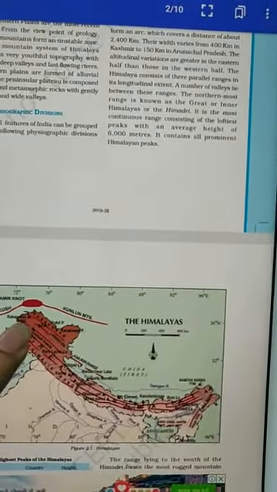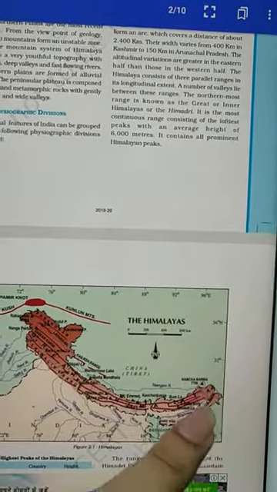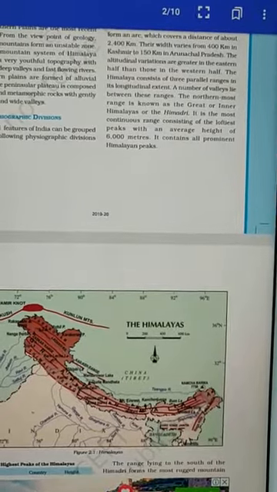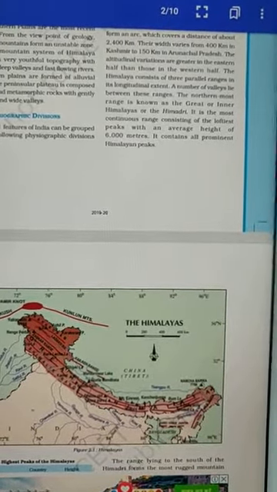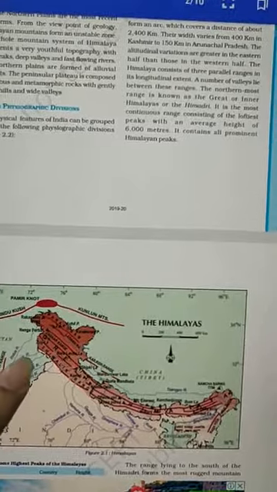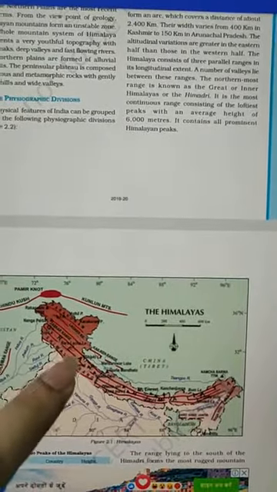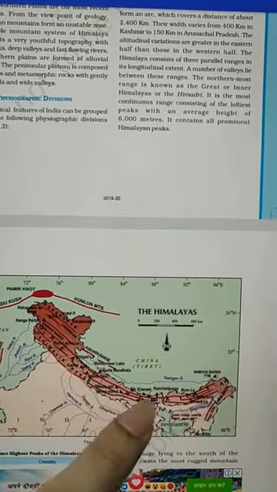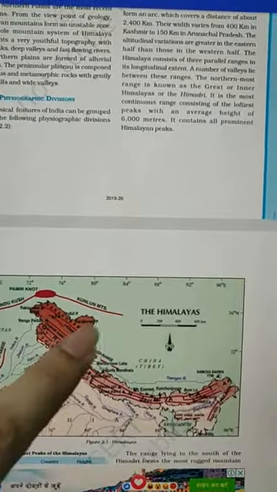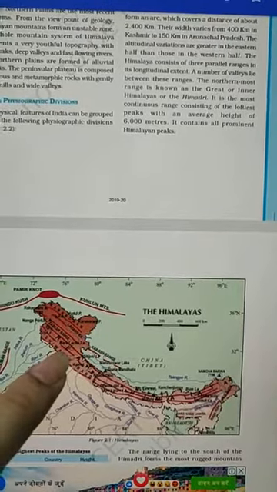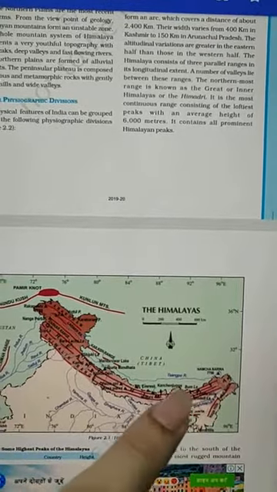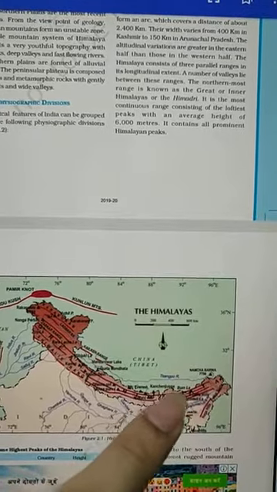The distance which it covers from the west till the east side is 2400 kilometers, and the width of the mountains varies. How does the width vary? Look here. The mountains here in the western side are wider, and as you move towards the eastern side, they get narrower. So the width varies from 400 kilometers to 150 kilometers in Arunachal Pradesh.